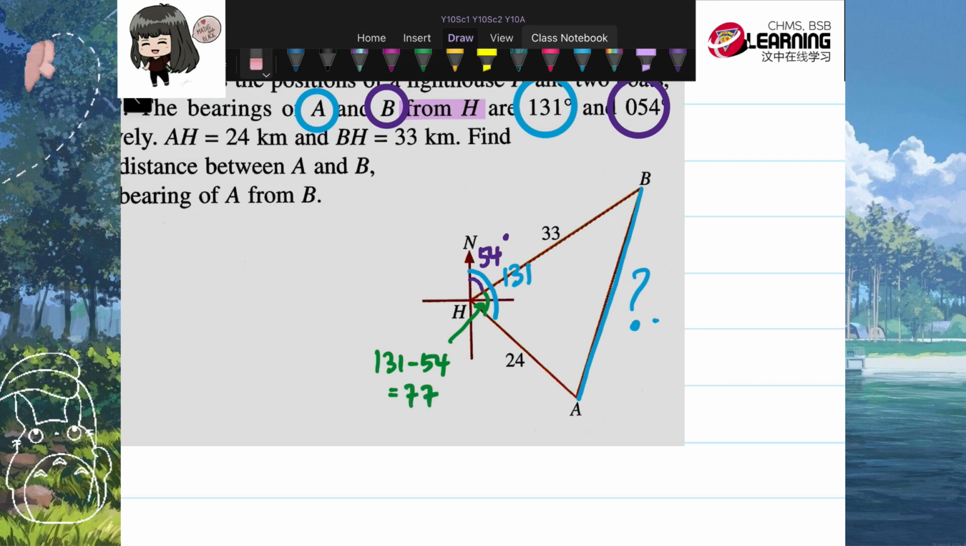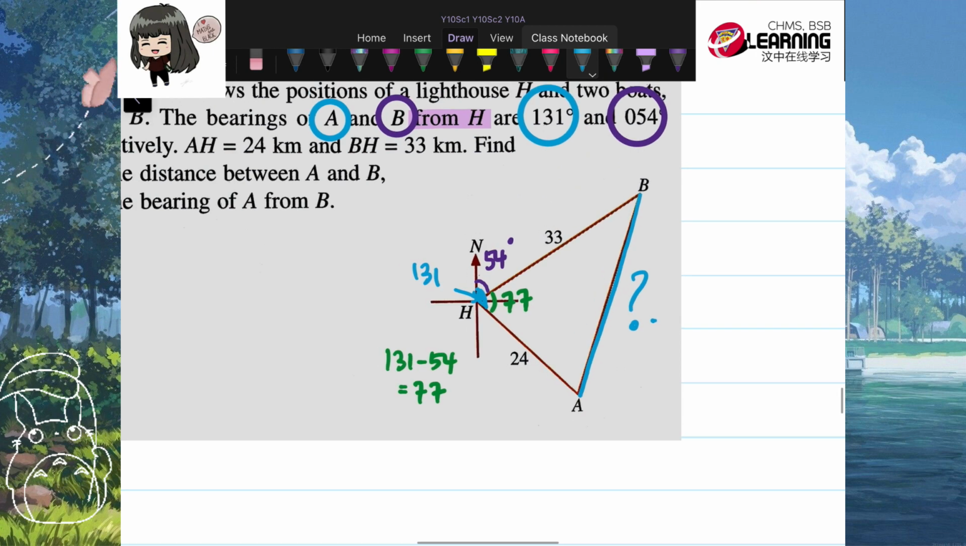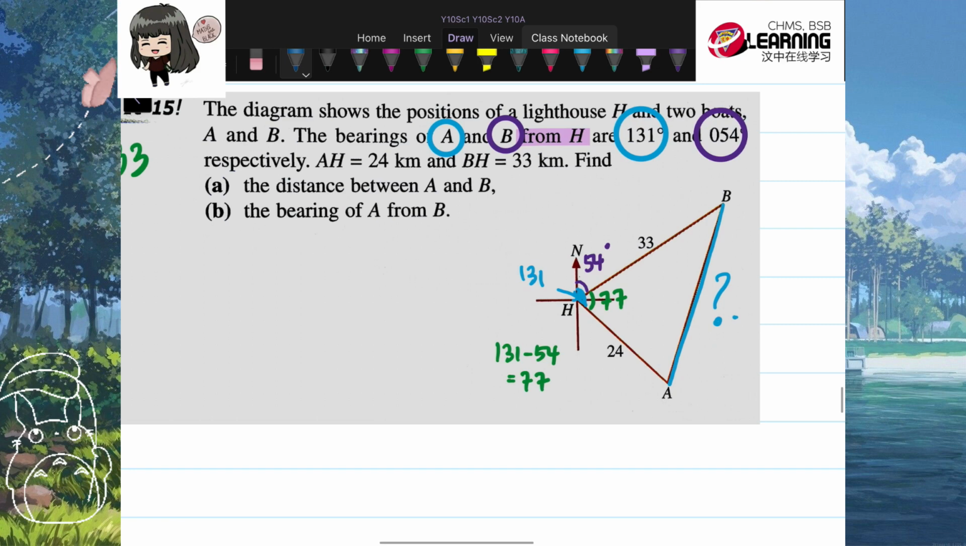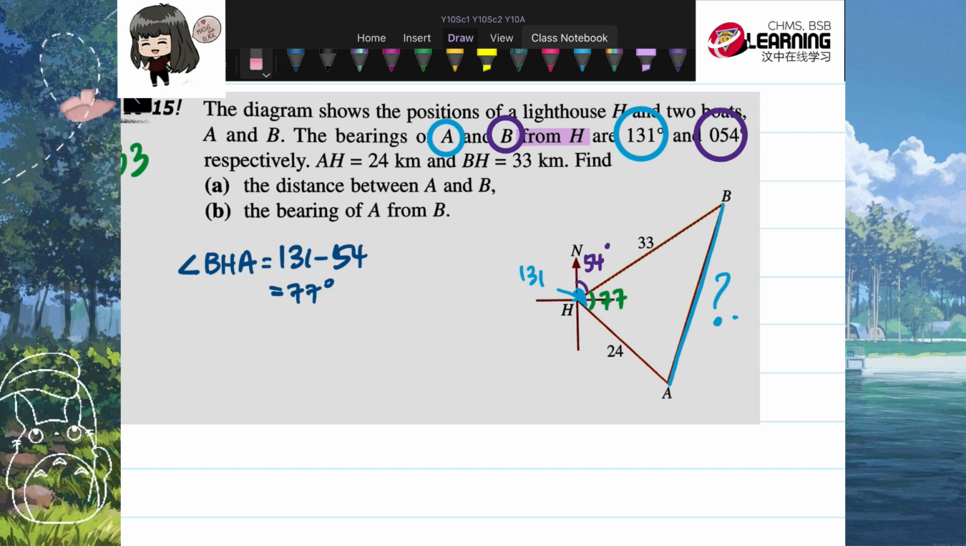Okay, 77. I erased the rest so as not to confuse you. I will write 77 here. I don't need the 131 anymore because I already used it. So 131 minus 54 gives you 77. This whole thing here is 131, by the way. In my working, I write angle BHA equals 131 minus 54, which is 77 degrees. Why do I find this angle 77?